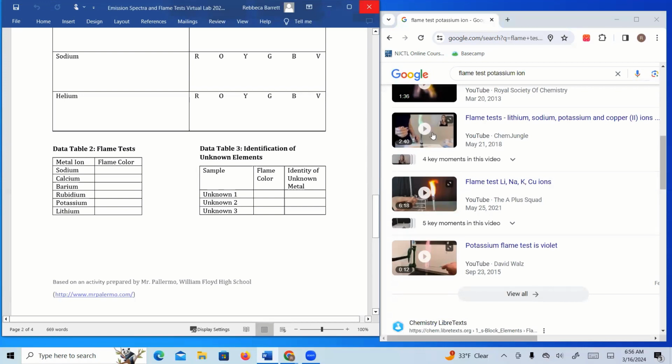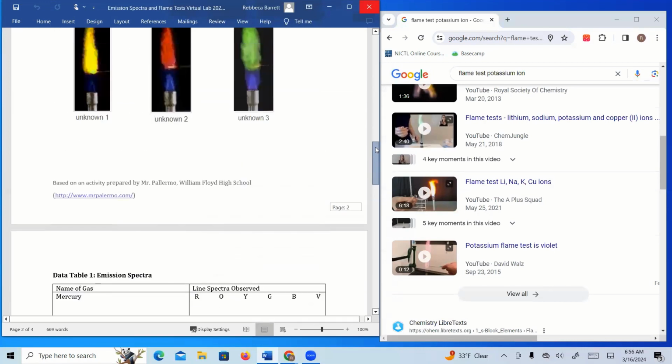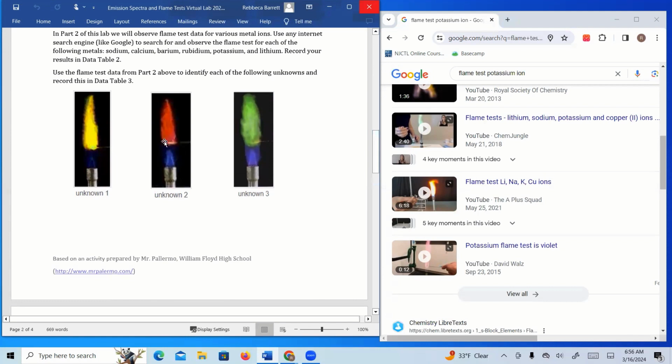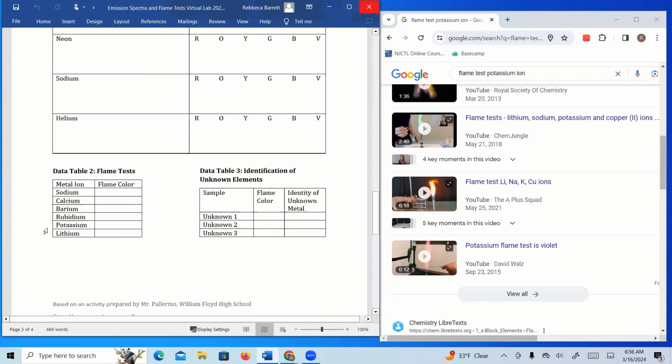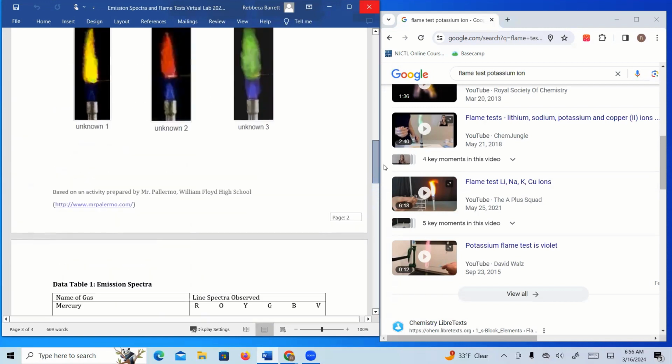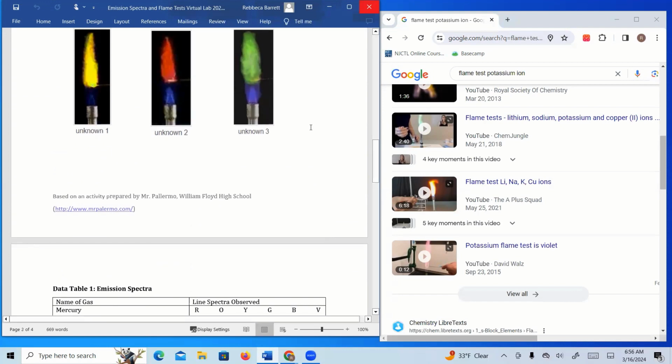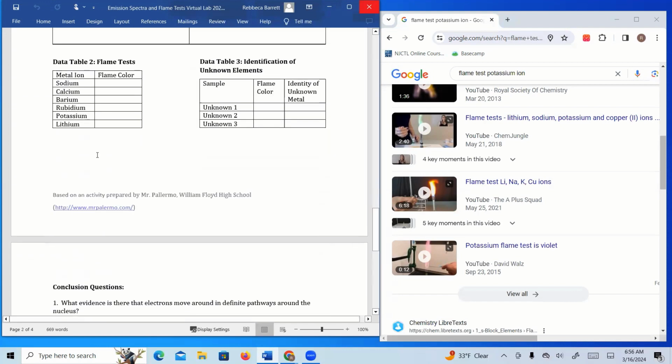Okay, then in part 3, you are given 3 unknowns, 1, 2, and 3, with flames of a given color. What you need to do is, based on these results of known metal ions, for each of the unknowns, write the flame color, right? So you're going to write each of these colors, and then use this table to determine, based on the color, what the identity of the unknown metal is.